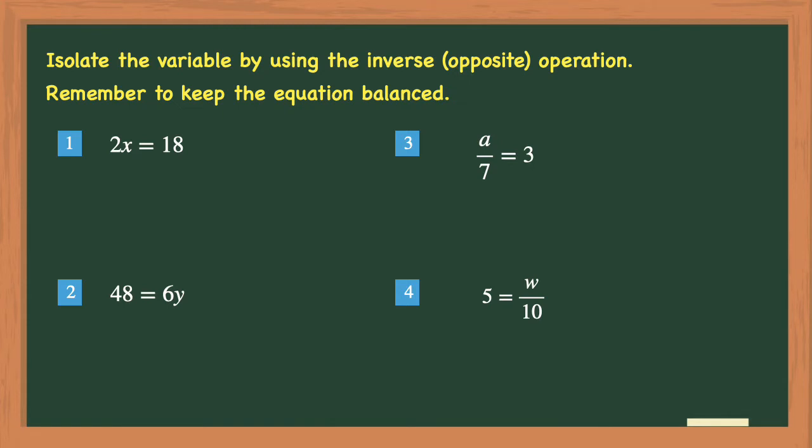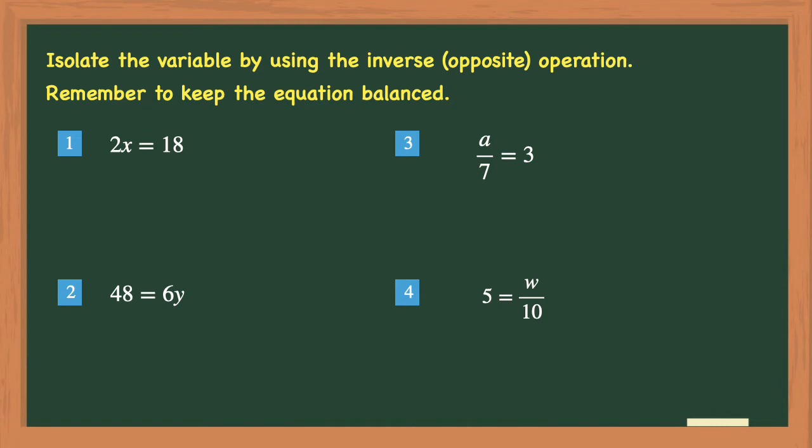Let's start with the first problem, 2x equals 18. Remember that when you see a number next to a variable, the default operation is multiplication. So 2x means 2 times x, and our equation is 2 times x equals 18. Now, you might be able to just use mental math to solve these equations, but the focus of this video is to show you a solution process that works when using mental math won't.